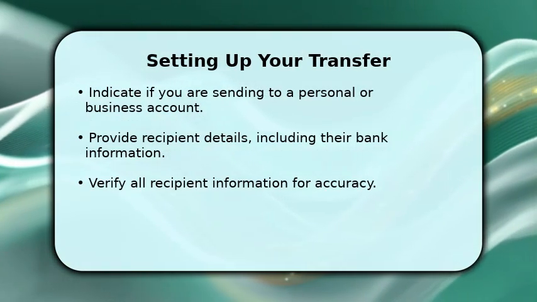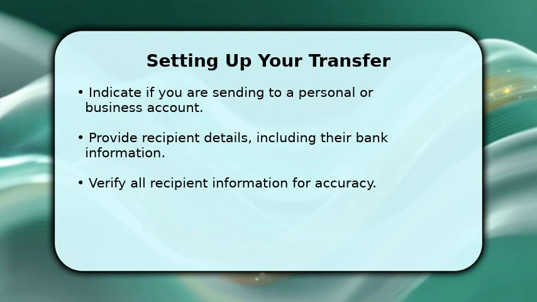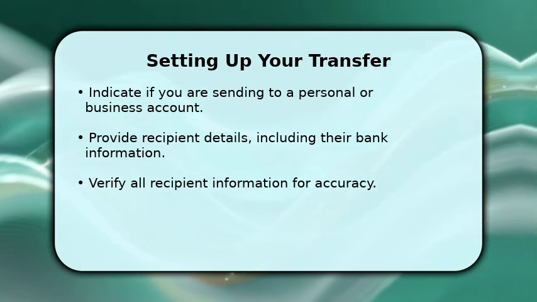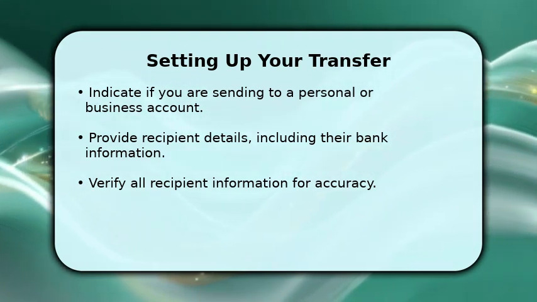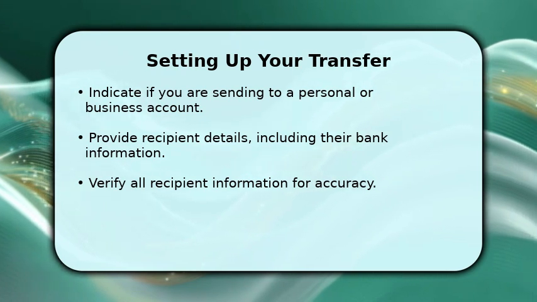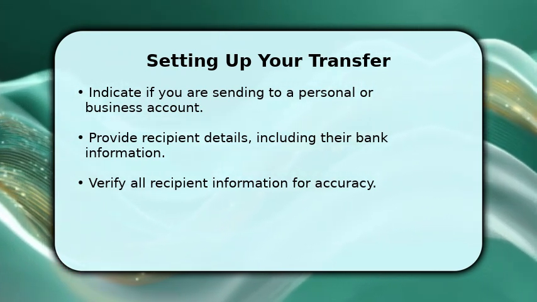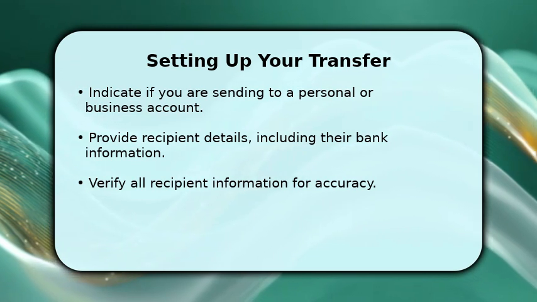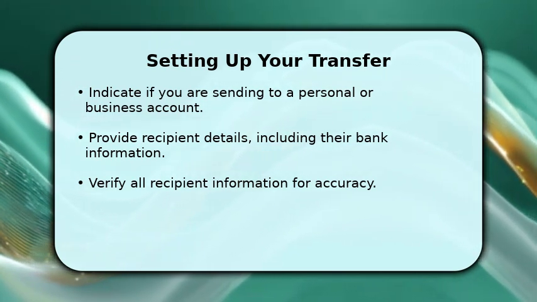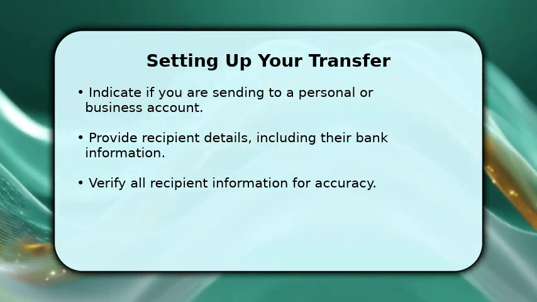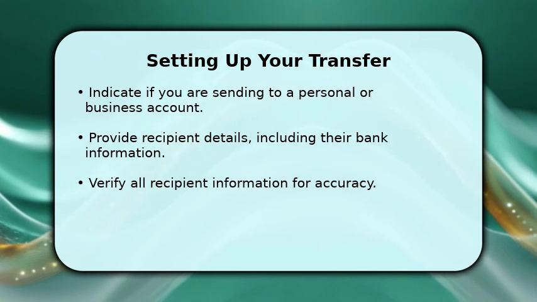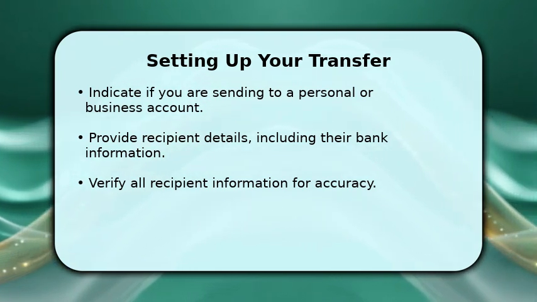Next, you'll tell Wise who is receiving the money. You can send to a new recipient or select one from your saved list. You'll need their full name, address, and bank account details, such as their IBAN or account number and sort code. Double-check all the information carefully to ensure your money goes to the correct person without delays.